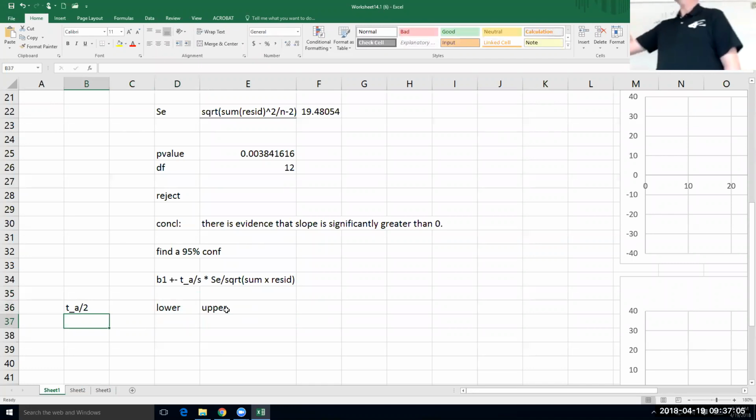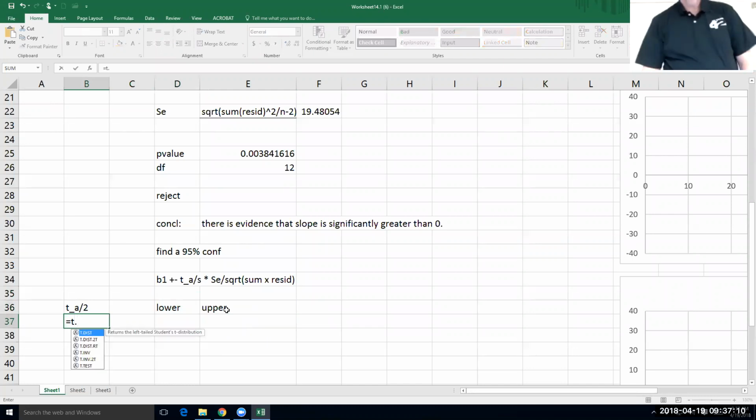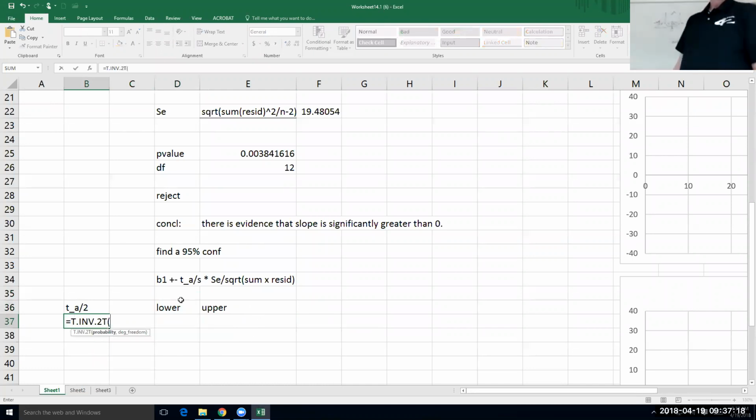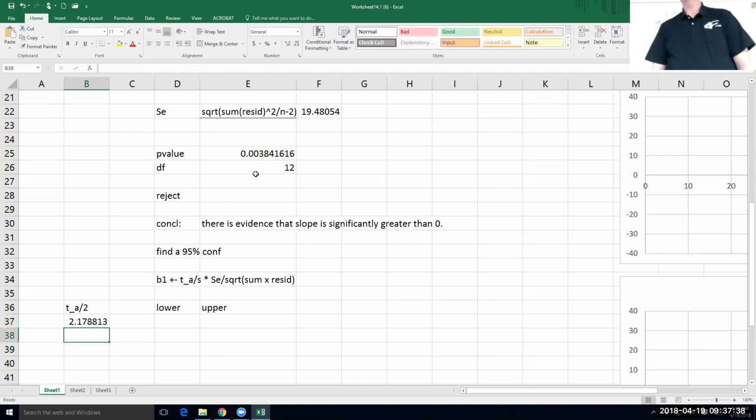T dot inverse. So I could also find it on the table, right? So T dot inverse, which one? Two-tailed, right? Confidence intervals are always two-tailed. What's the probability I want to put in here? Is it 1 minus the p-value? Is it 0.05 or 0.95? It's what I want in the tails. What do I want in the tails? I want 0.05 in the tails, right? Okay. And my degrees of freedom, still 12. Okay, so that's 2.178.